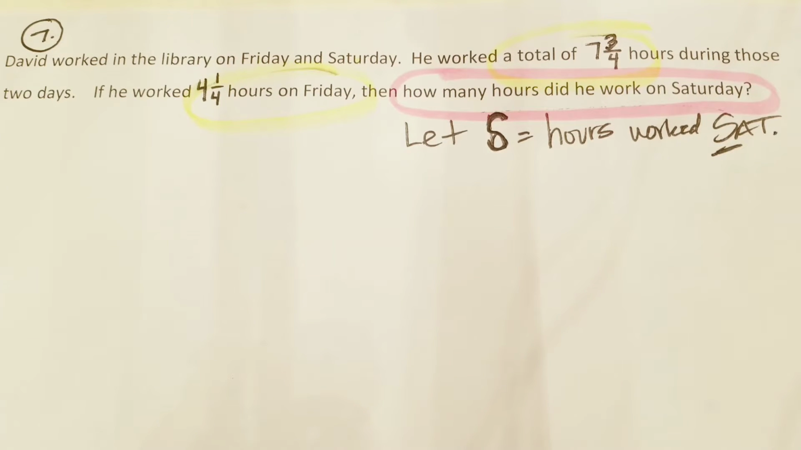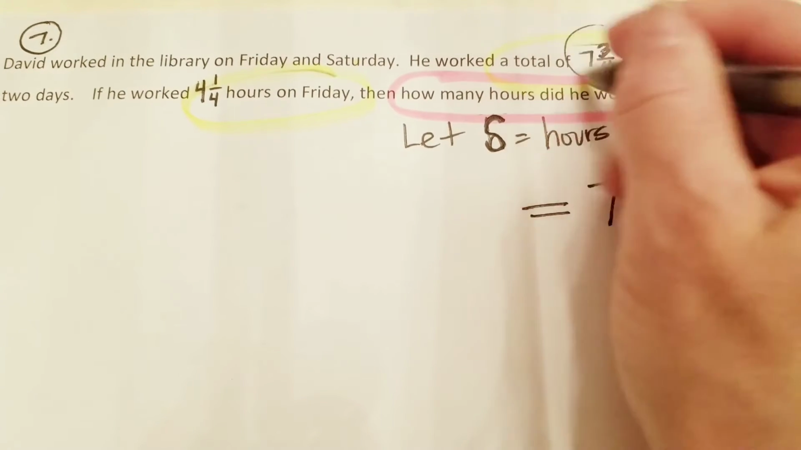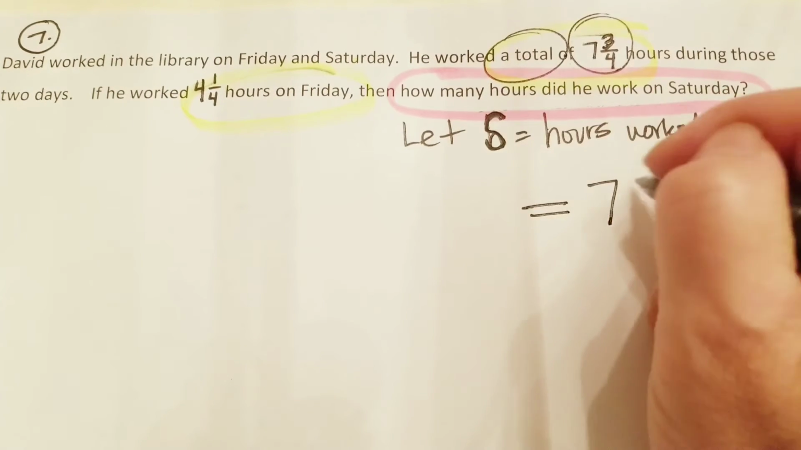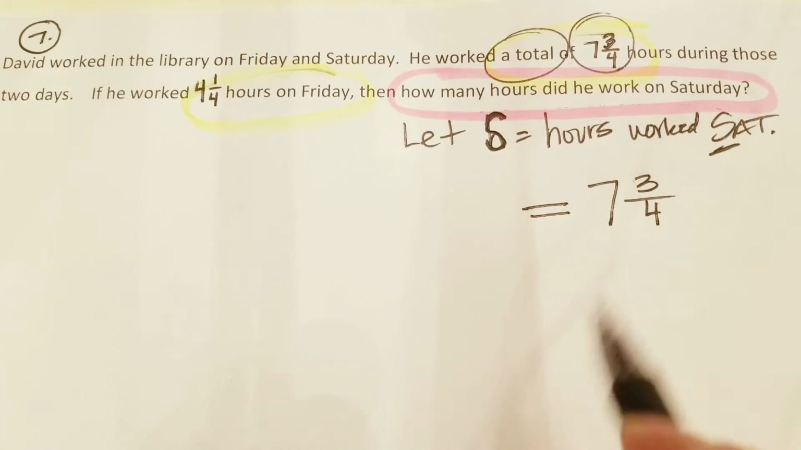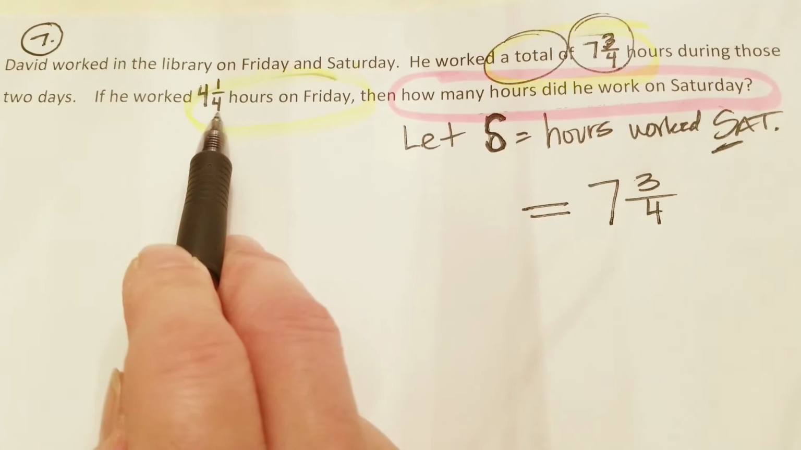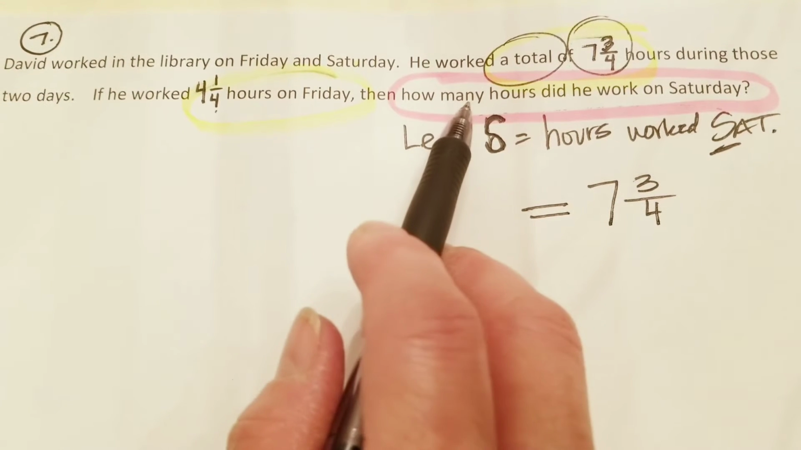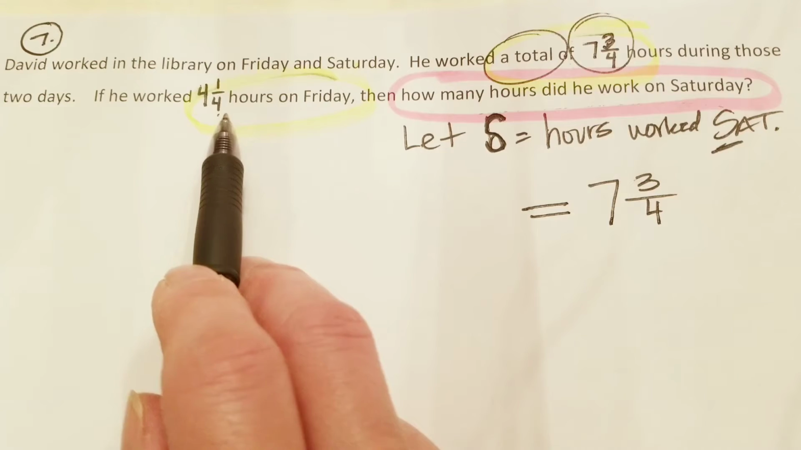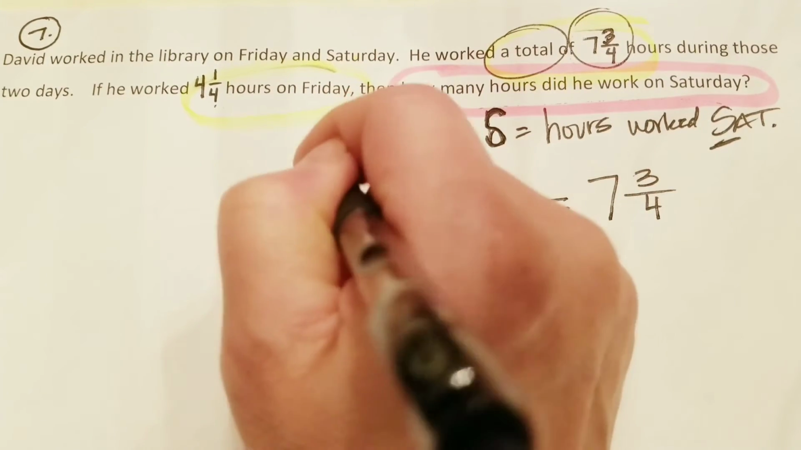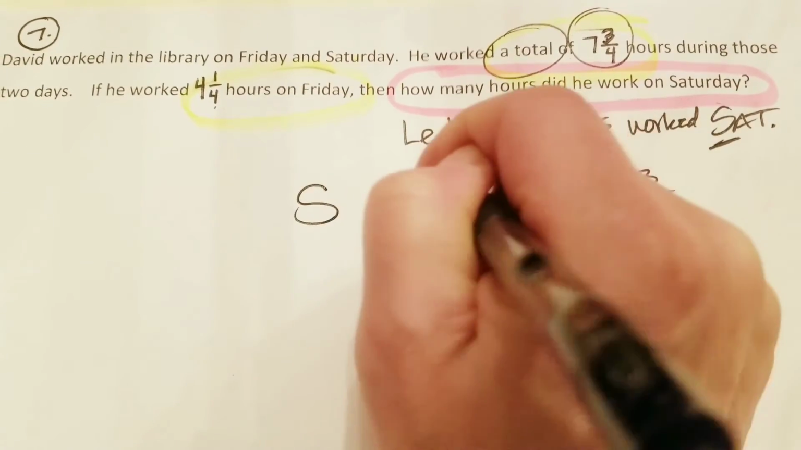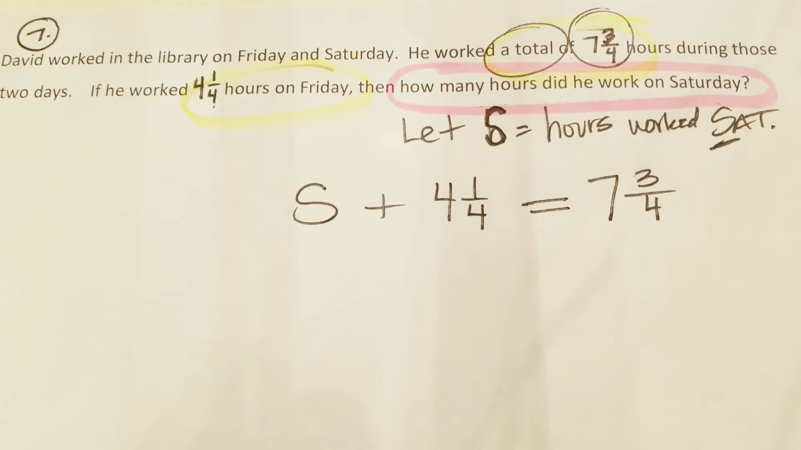So let's start writing out our equation. We know we have a total, 7 3/4 hours total. That's going to go to the right of our equal sign because it's the total. Now we have 4 1/4 hours for Friday. We would need to find out what Saturday hours are. So we're going to add 4 1/4 plus the S, or S plus 4 1/4. So that is going to be our equation.